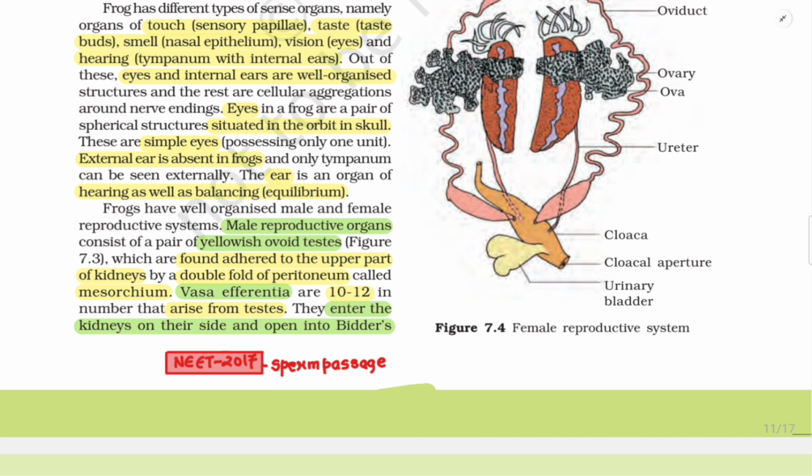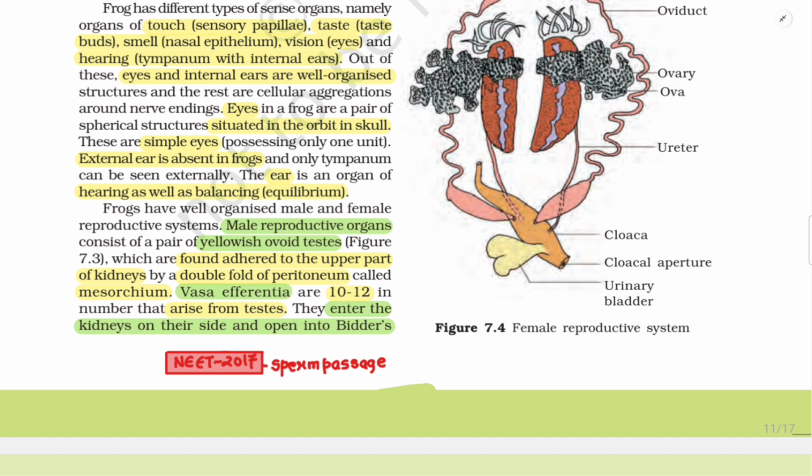Eyes in a frog are a pair of spherical structures situated in the orbit in the skull. These are simple eyes possessing only one unit. External ear is absent in frogs and only the tympanum can be seen externally. The ear is an organ of hearing as well as balancing, that is equilibrium.